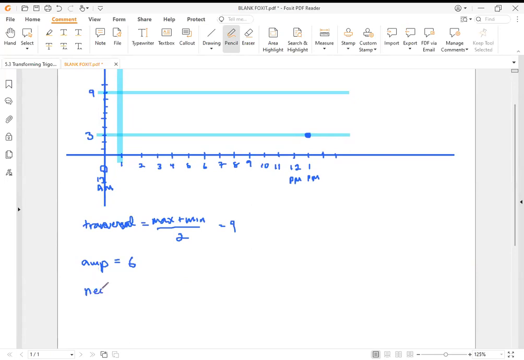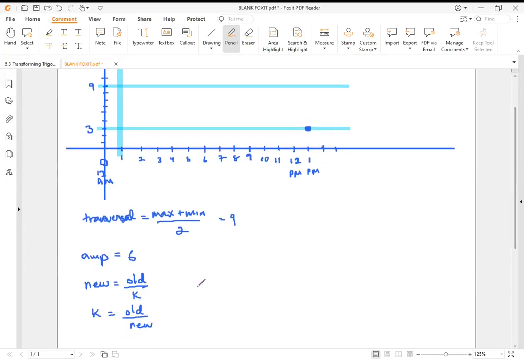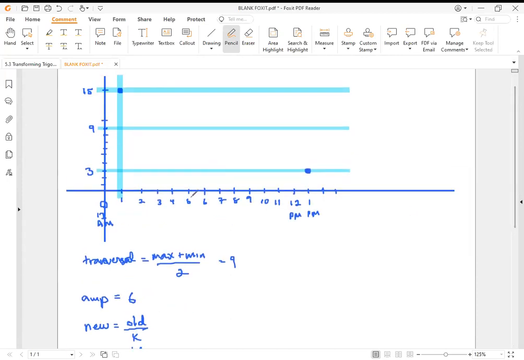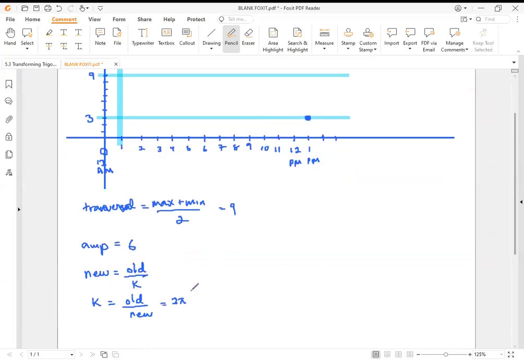Period. New period is old period divided by k, or k is old divided by new. We know that the old is 2 pi. And we also know that half of a cycle is covered here. So 1 hour, 2, 3, 4 hours, 5 hours, 6, 7, 8, 9, 10, 11, 12 hours is half of my new period. So my new period would be 24 hours. So in my equation, my k value will be pi over 12.